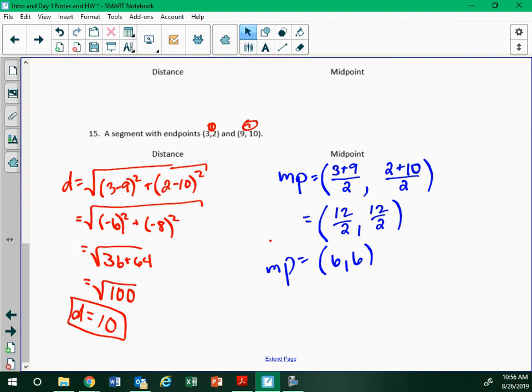Questions on that? Pretty basic. Hardest part, memorizing those formulas. All right, let's go ahead and take a look at, let's go to number 20. Let's go to our radicals.